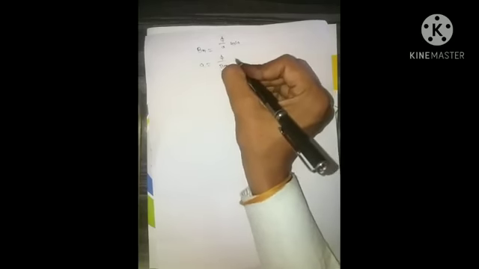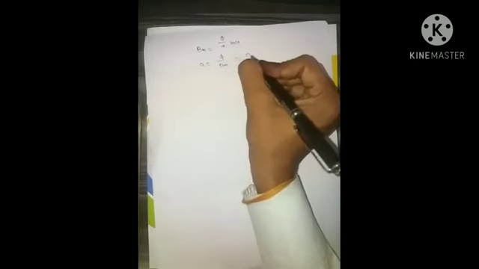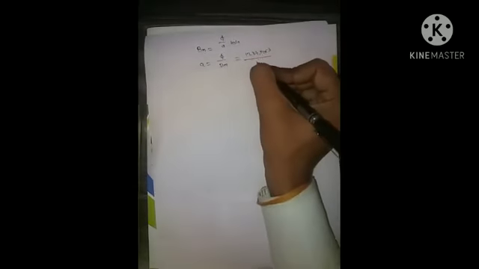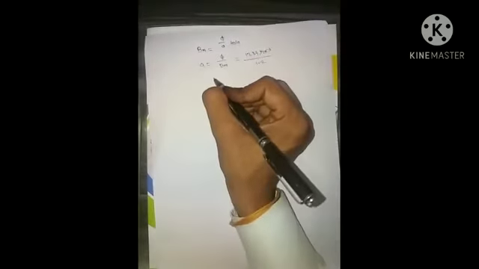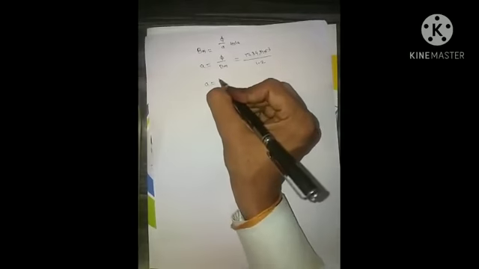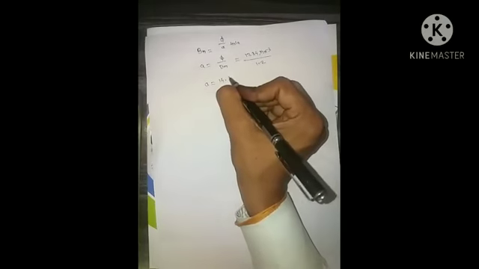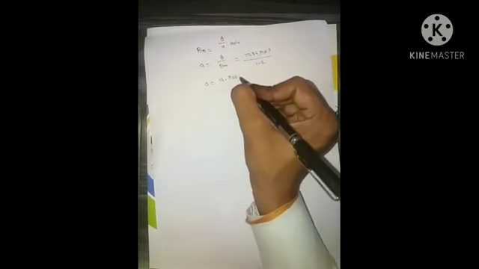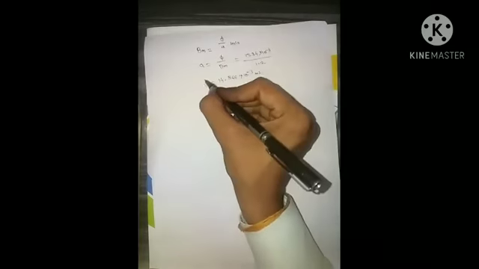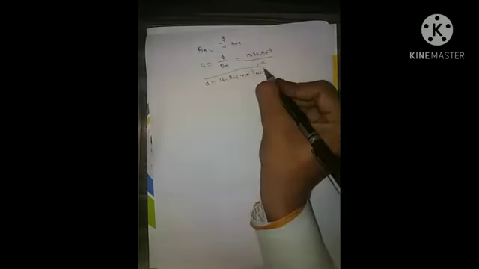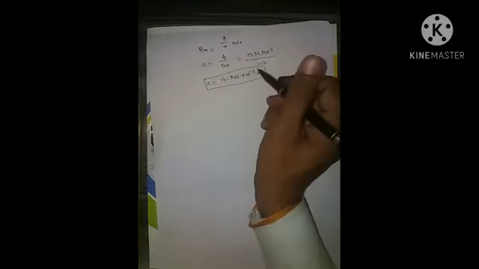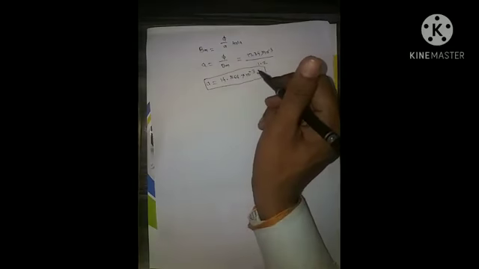Now put the values: phi is 17.84 into 10 raised to minus 3 upon 1.2. By calculating this, we get A equals 14.866 into 10 raised to minus 3 meter square. This is the cross sectional area of the core.